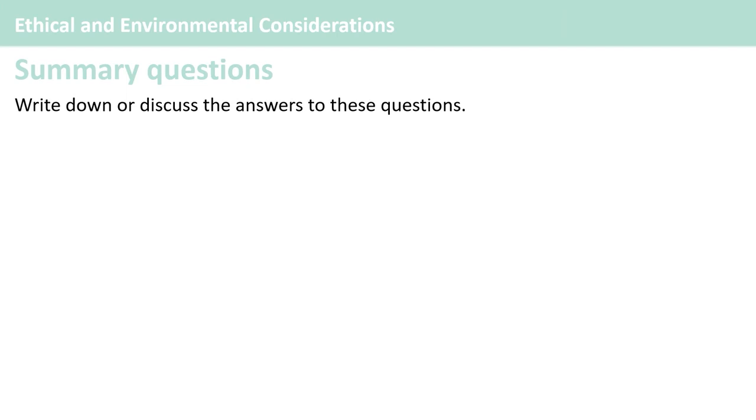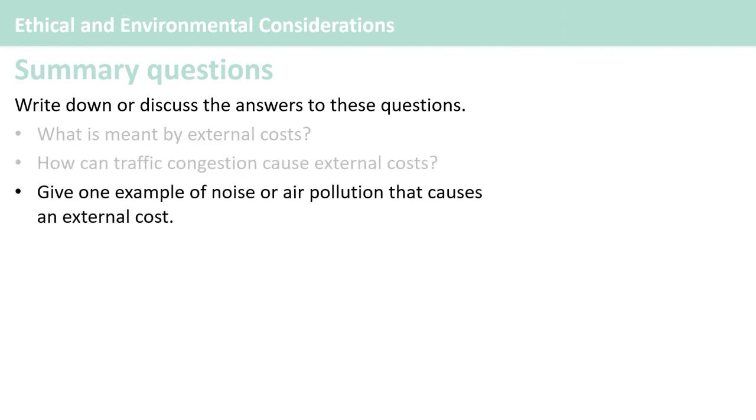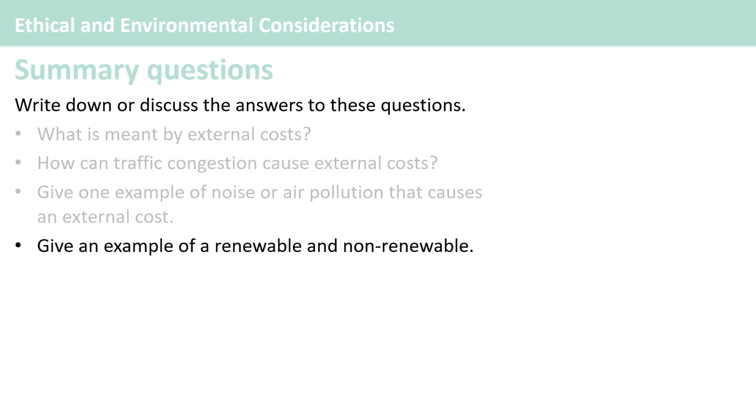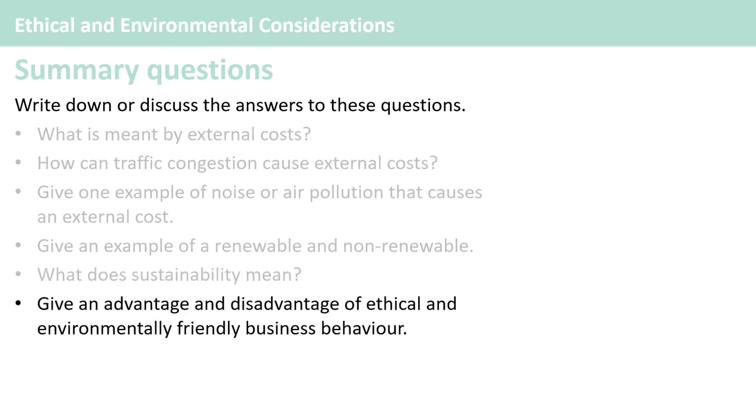Summary questions. Write down or discuss the answers to these questions. What is meant by external costs? How can traffic congestion cause external costs? Give one example of noise or air pollution that causes an external cost. Give an example of renewable and non-renewable. What does sustainability mean? And give an example and disadvantage of ethical and environmentally friendly business behaviour.